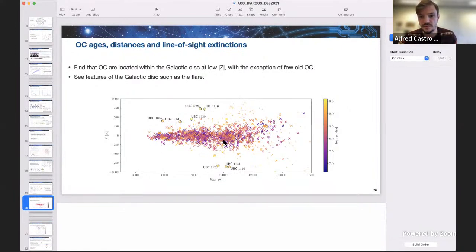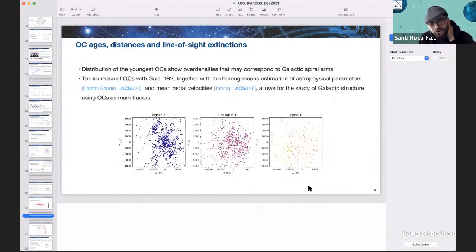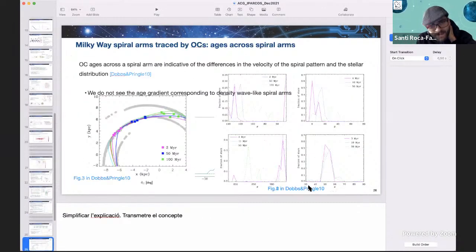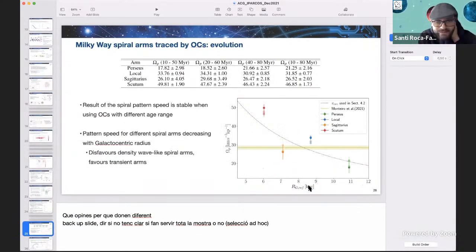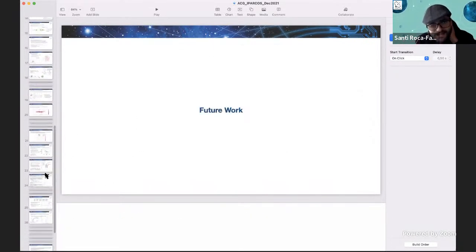Okay, this was the first question. For the second one, you said that you found that all the spiral arms are corotating, but I can see in the plot you were showing the pattern speed, this one, that only Sagittarius can be compatible with a rigid rotation. And when you go to the plot where you show the age gradient, you can also see that Sagittarius shows a gradient in ages.